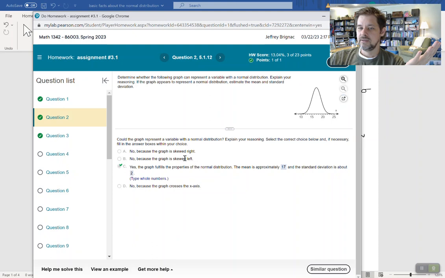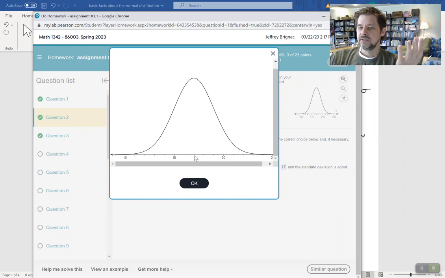So it's not skewed right or skewed left, and I'll explain what that means in a minute. It doesn't cross the x-axis, so yeah, it fulfills the properties of the normal distribution. What about the mean and the standard deviation? Okay, so let's look at it a little bit closer. The mean would be the middle, so that's right here. That's where this peak occurs. That's where the middle is. It's symmetric on either side of the mean.